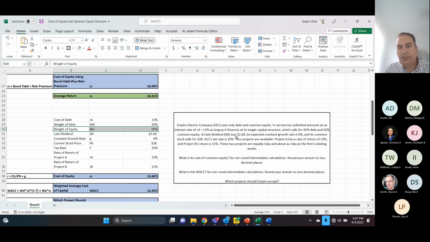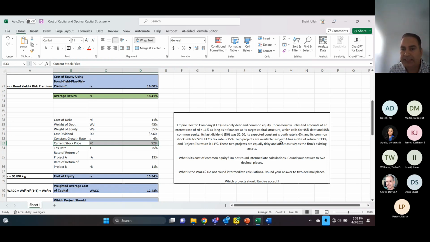Its last dividend D0 was 2.6. Now, when they start to talk about this information, that means RS is not given to you, and you will have to calculate RS using the dividend discount model. Let's note that information down. D0 is given to us, $2.6. Its expected constant growth is 6%. So G is 6%. I note that down. And the stock currently sells at $28. So that is the current stock price. That is P0 for this company.